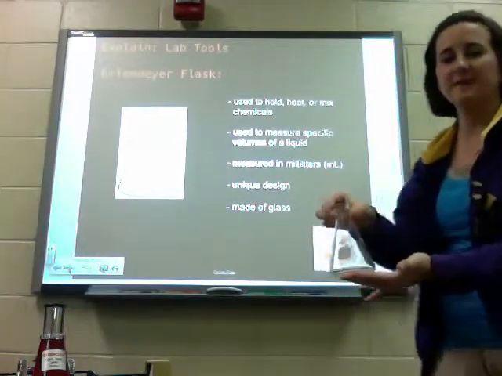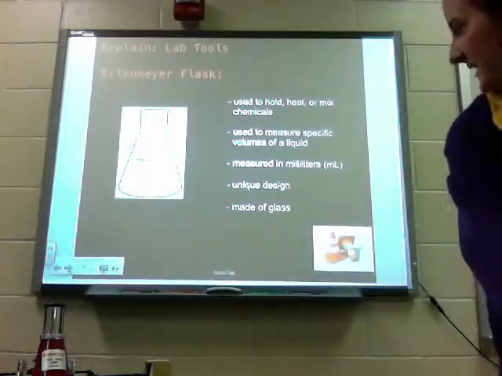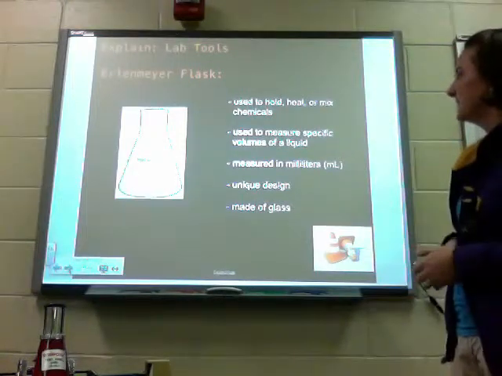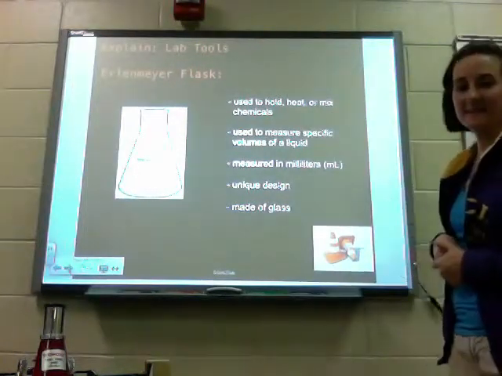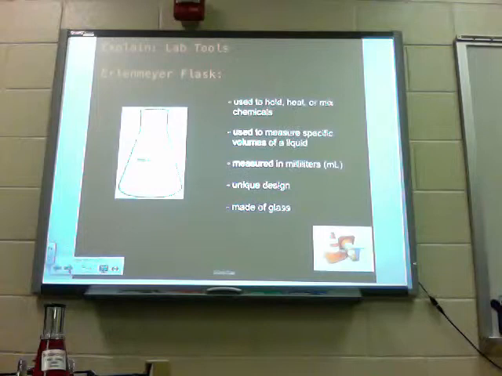Maybe you can see a little bit better than the picture. And they're made of glass. Keep in mind that they're made of glass so you can heat them, and it won't melt. If you use plastic, it would melt.